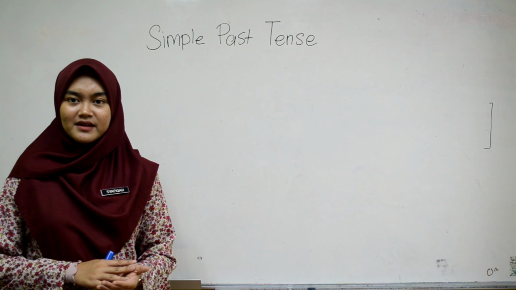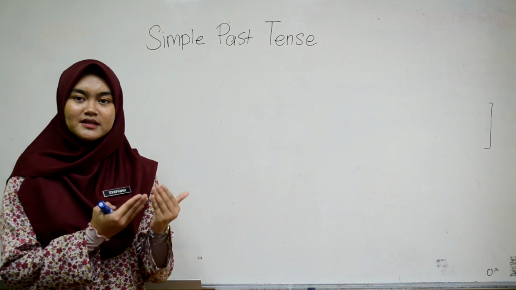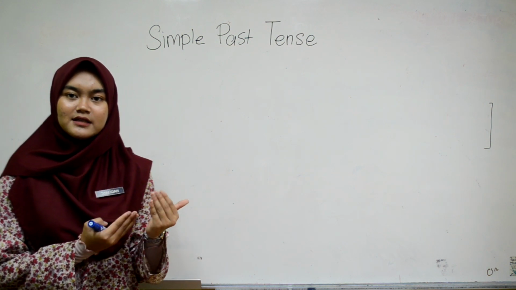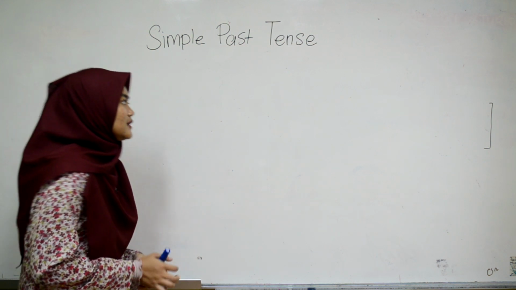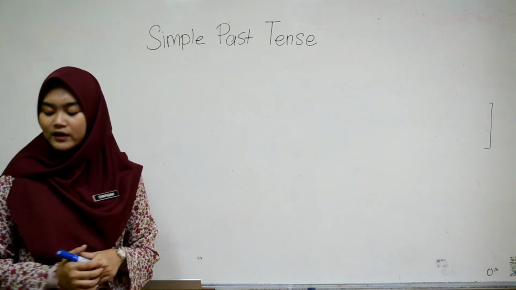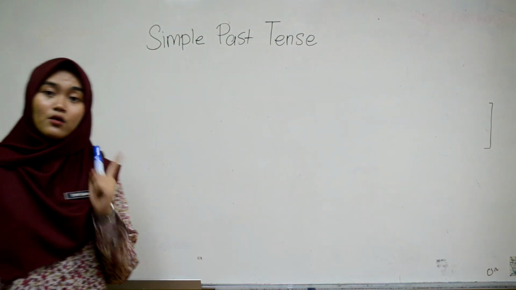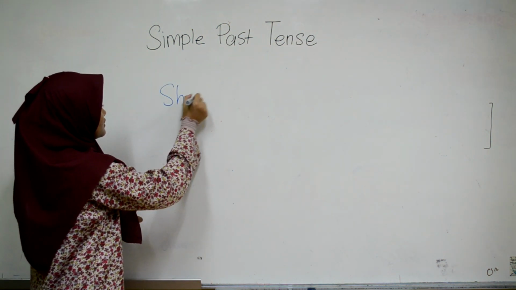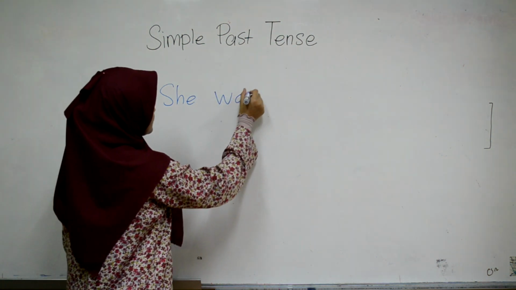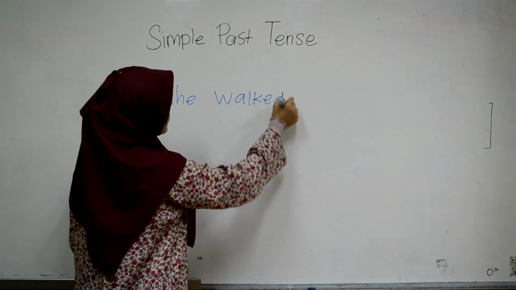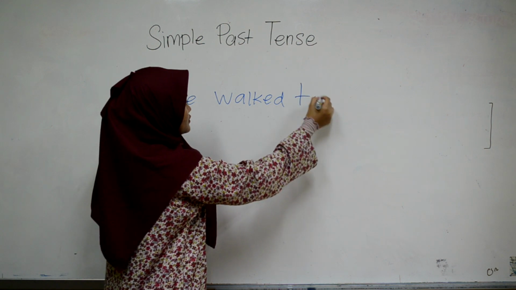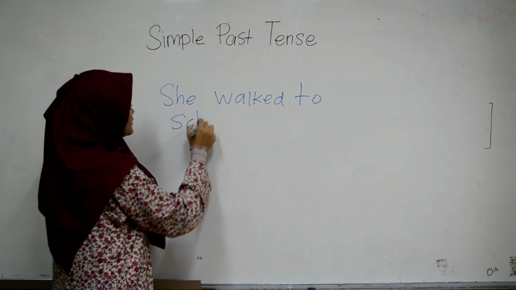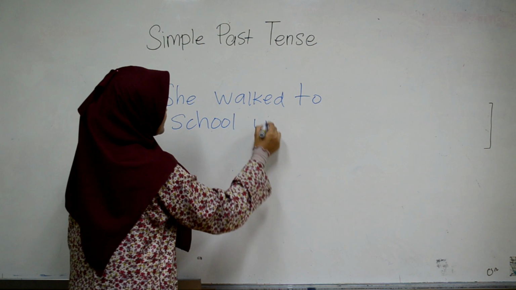Let me show you some examples of how a simple past tense verb is used in a sentence. For example, the first one we have learned before, which is walked. So, she walked to school yesterday.